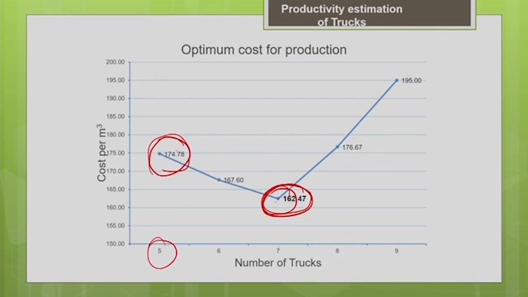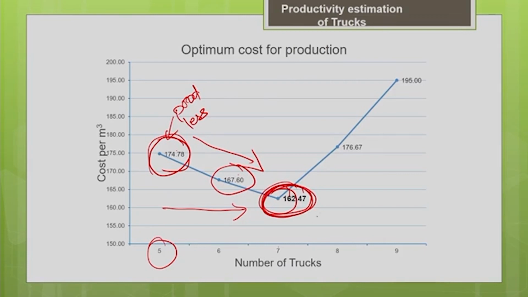Why is it higher than the optimum value? Because productivity is less in this case. But when you increase the number of trucks, the productivity increases significantly, so your unit production cost keeps reducing. And when you reach the balance number, you can have the minimum unit production cost.